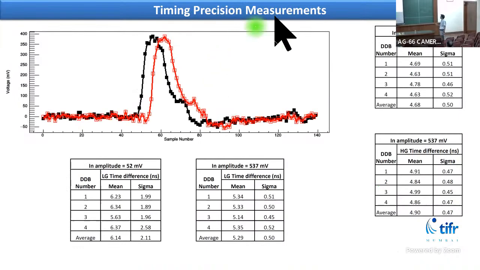This is the time precision measurement. For this, we applied a pulse to one of the channels, and to another channel the pulse was delayed by using a cable of 1 meter length. So about 5 nanoseconds delay we will obtain. And here we can see from this sigma value that about 0.5 nanosecond jitter we obtain for the high gain channels, and the same for the low gain channels.